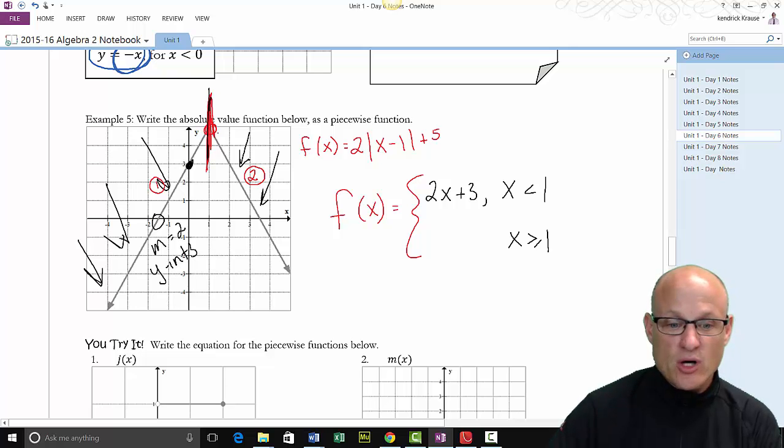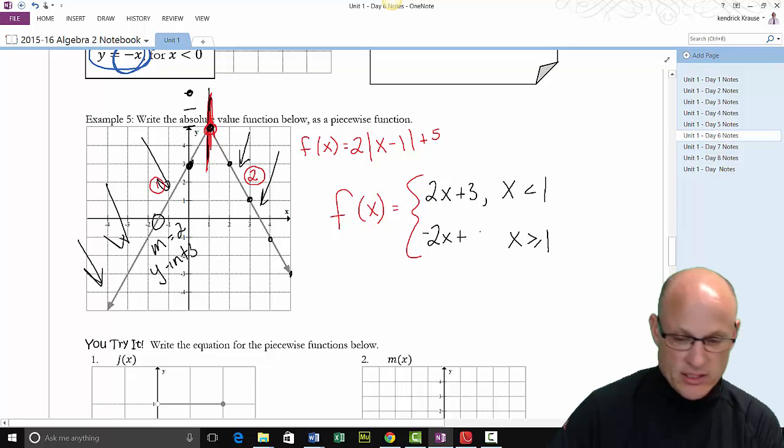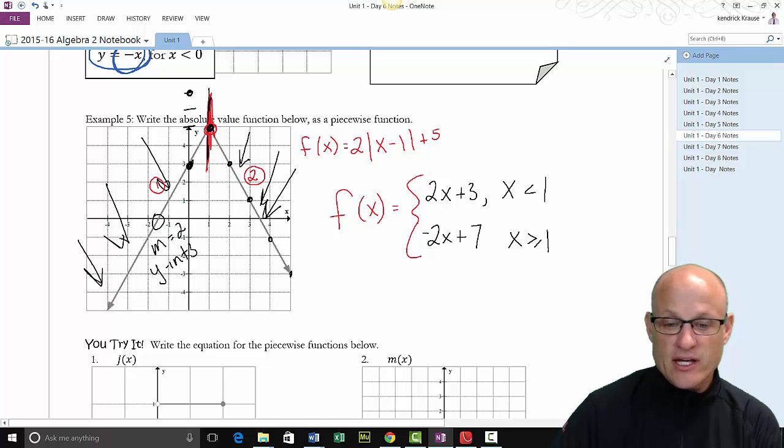Well, piece 2 has a slope of negative 2. I just don't know what its y-intercept is. It's going to be kind of tricky. Let's see here. So that's 5 and up 1, 2. So my y-intercept here is 7. So it's negative 2x plus 7. That's the equation of this piece. And we only want to use that one for anything greater than 1.